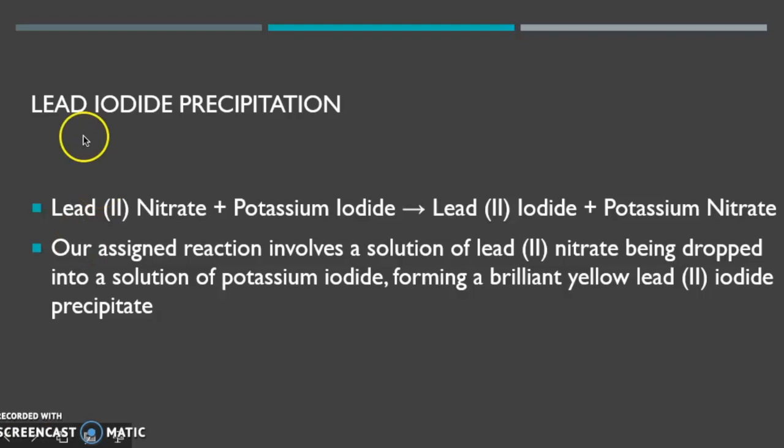So, our assigned reaction was a lead iodide precipitation reaction. Here we have lead(II) nitrate combined with potassium iodide, which yields lead(II) iodide and potassium nitrate. This, of course, is a double displacement reaction. So the actual experiment of our assigned reaction involves a solution of lead(II) nitrate being dropped into a solution of potassium iodide, forming a brilliant yellow lead iodide precipitate.